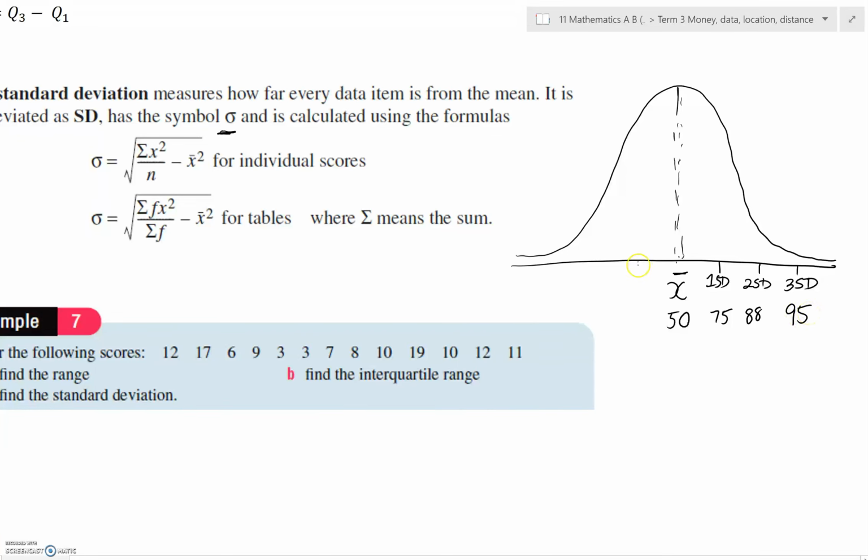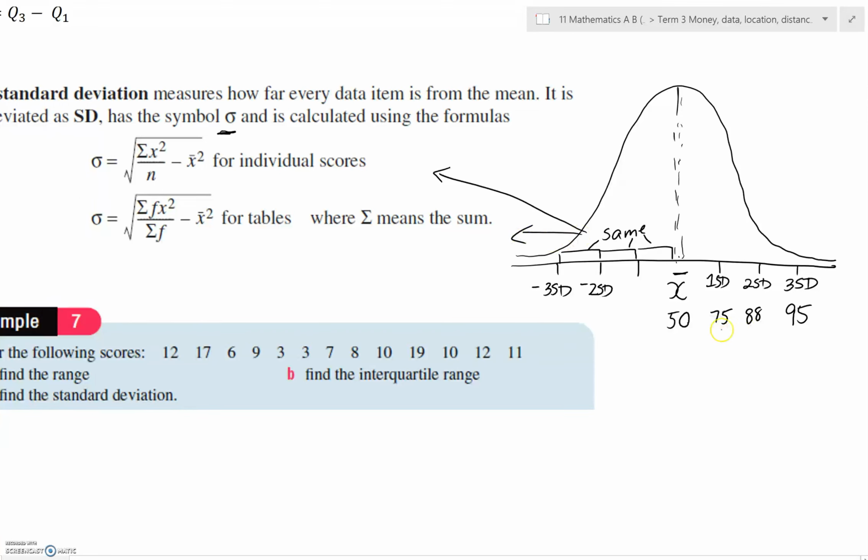In a similar way, you can go to the negative side of the mean. So this would be minus 1 standard deviation away from the mean, minus 2 standard deviations away from the mean, minus 3 standard deviations away from the mean. Each one of these is the same, so they're the same all the way along. And they are calculated by using this information here.